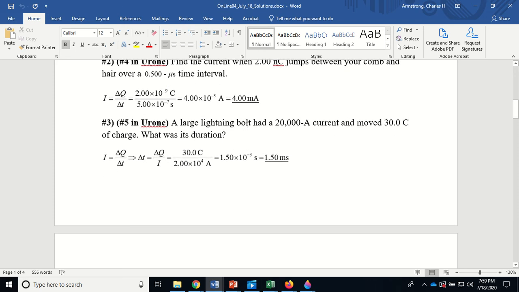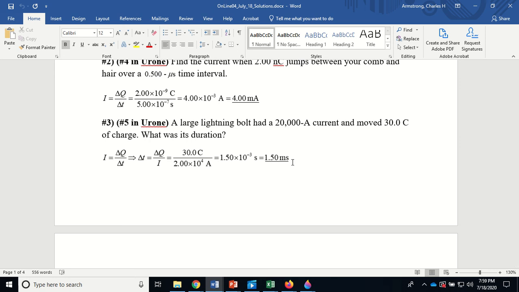And then here's another one, larger. So we've got the current on this one. They gave us the current, they gave us the coulombs, and we want to know the time. So we just solve this for time. The time is going to be equal to the change in charge, that's the 30 coulombs, divided by the current, that's the 2 times 10 to the 4th. So you could write this as 2.00 times 10 to the 4th amps. So the duration of this lightning strike is going to be 1.50 milliseconds. A fraction of a second, a little over a thousandth of a second.